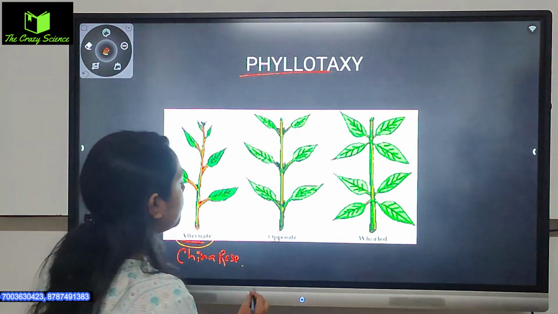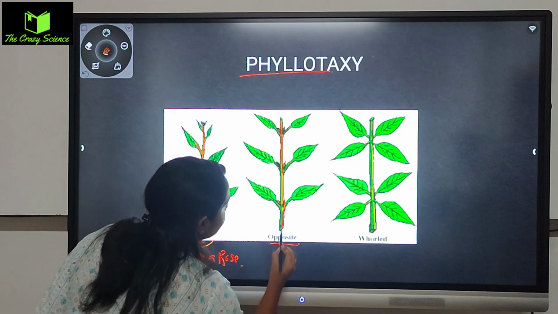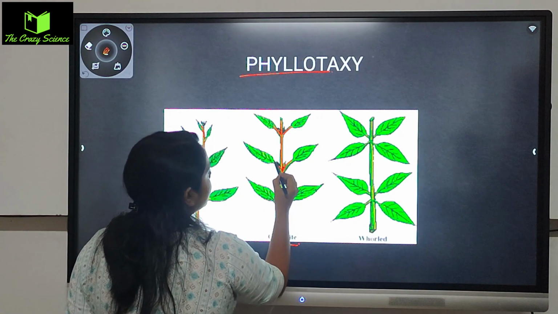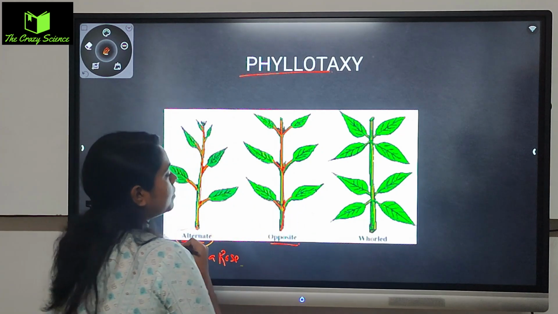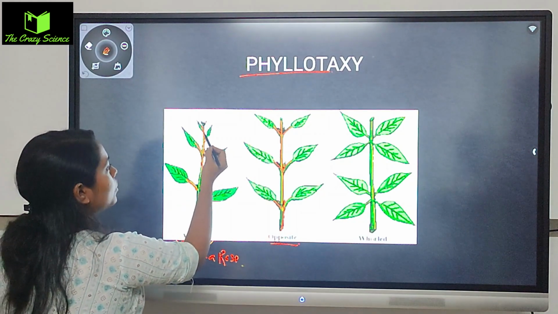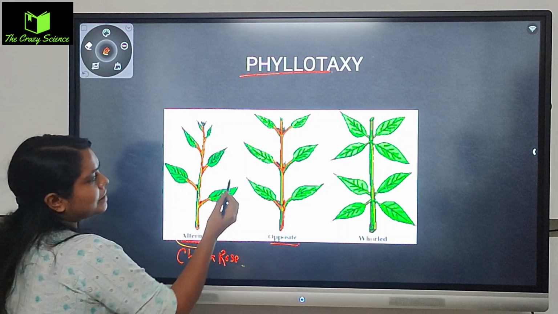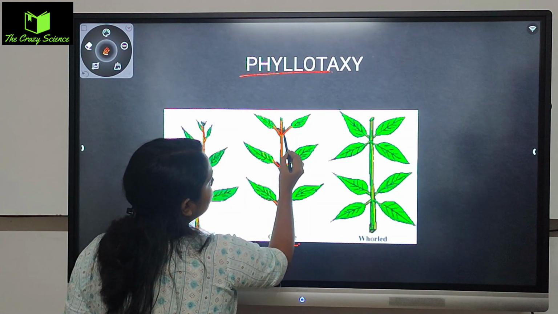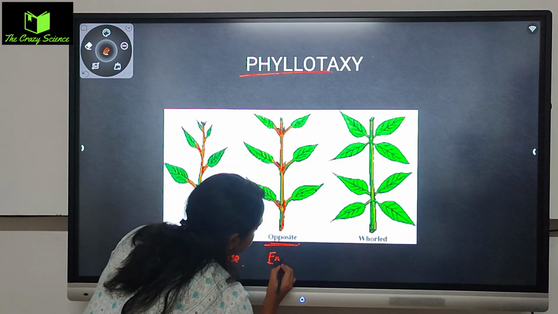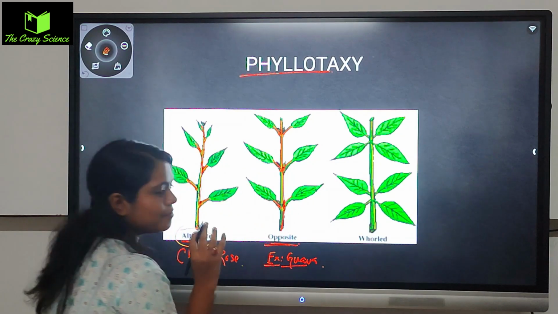Okay, next one is opposite. Opposite means you can see this is a branch over here, a strong branch, and opposite to this one comes this one, opposite to this comes this. But what was there? There was alternate, where one leaf is there and exactly on the opposite side and a little bit lower another leaf will be there. But here, from exactly the same point the leaves will emerge, and this is called the opposite. Examples are guava. We all love guava fruit.